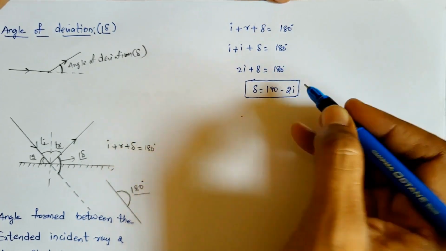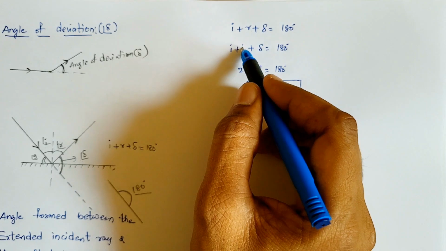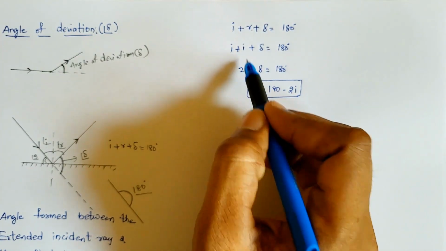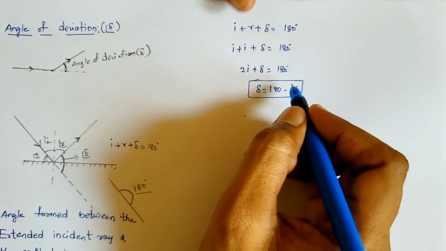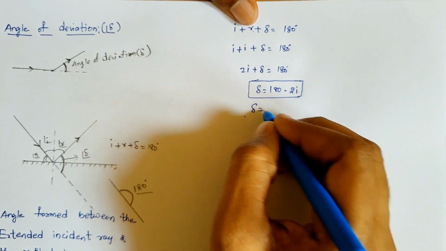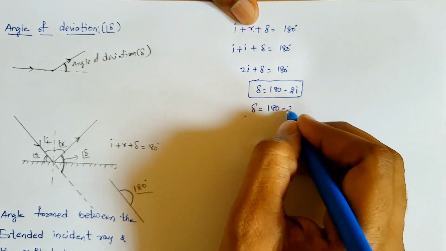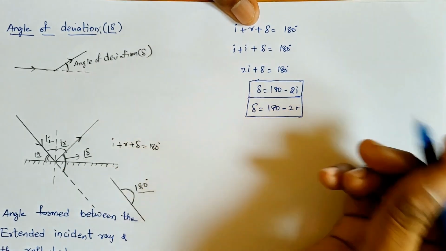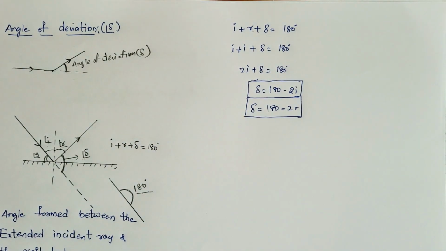Sir, I is equal to R. Why do I need to replace R with I? I can replace I with R. Then R plus R is 2R, 2R goes to that side, and it becomes 180 minus 2R. So lambda equals 180 minus 2R. So these are the two formulas for angle of deviation.